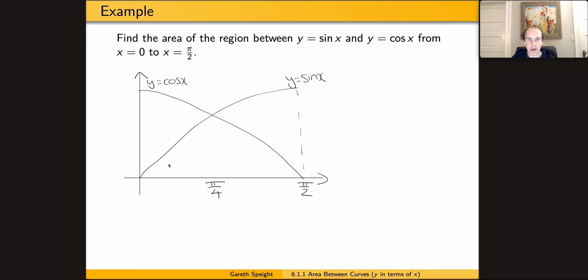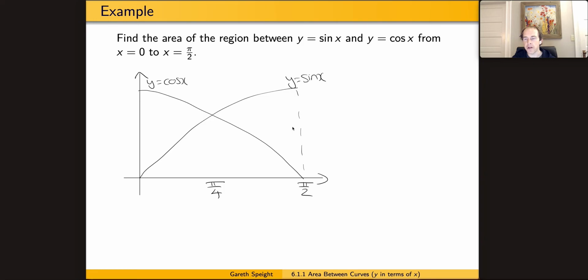Okay, so here's our region. We have x equals 0 on the left, we have x equals pi over 2 on the right, and then we have this region on the left and this region on the right. It's bounded by the different curves. On one of the sides, cosine x is on top, and on the other side, sine x is on top. So we should break up the integral into a bunch of pieces, on each of which we integrate top minus bottom. So let's see where we have to break it.